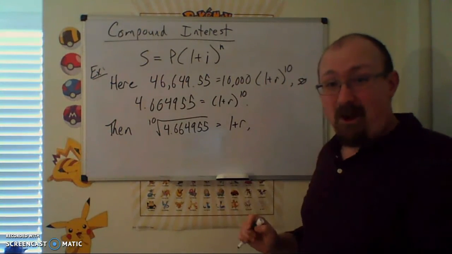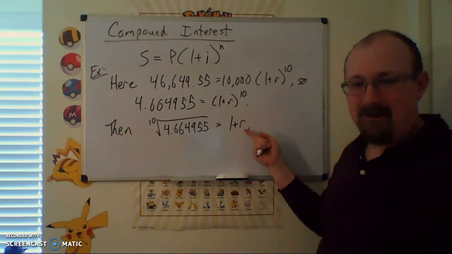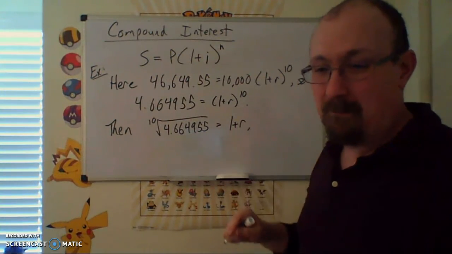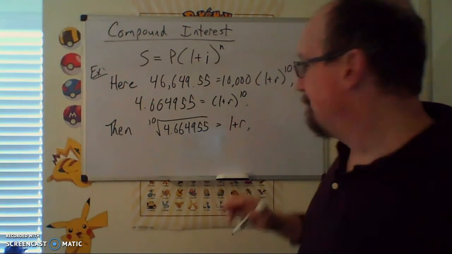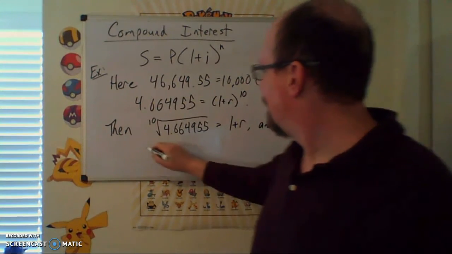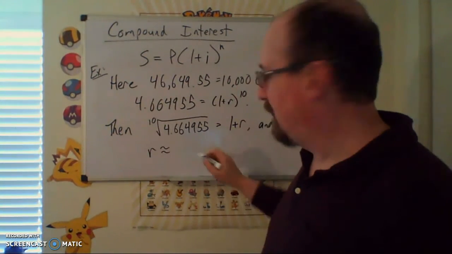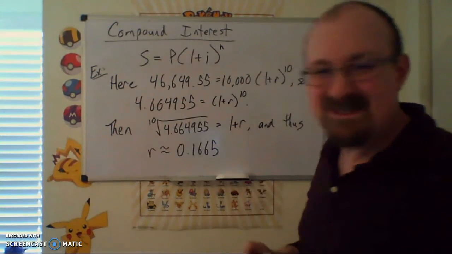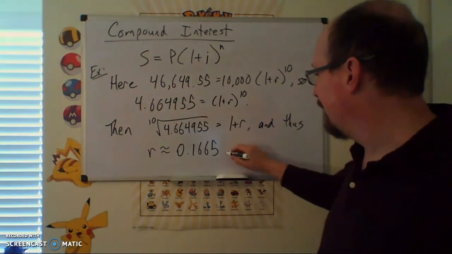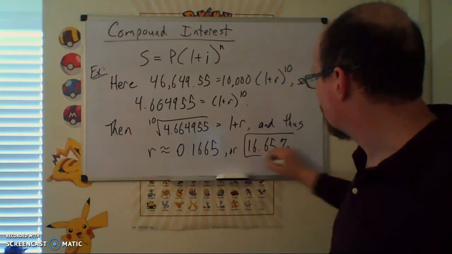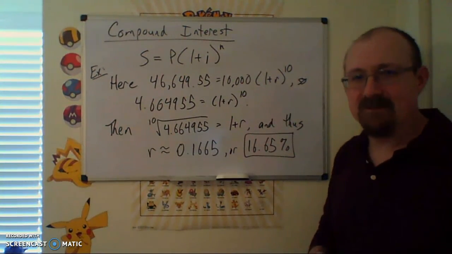So to get r by itself from here, it's a matter of subtracting 1 from both sides. For the record, yeah, taking the 10th root of this is going to bring it down pretty fast. So when I worked that out, I got an r value of approximately 0.1665. If we convert that into a percentage, which we probably want to do, it's going to look like 16.65%.